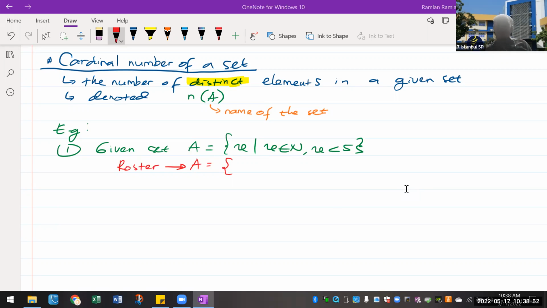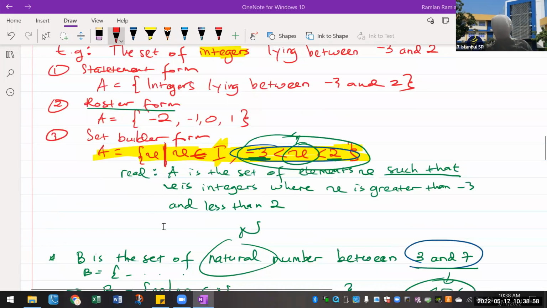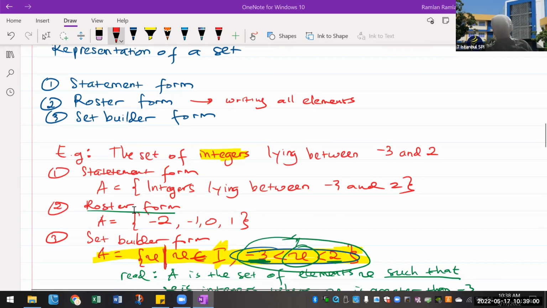Roster form ya guys, roster form nih. Cuma gini doang, nulis aja angkanya gimana.